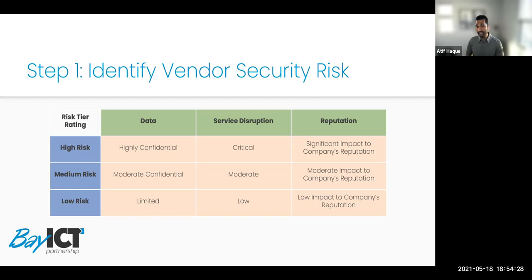The other approach, to your point, is that if data is high risk, but service disruption and reputation are low risk, you could default to the higher risk tier. Again, it goes back to what your risk tolerance is for your vendors and what approach you want to take.